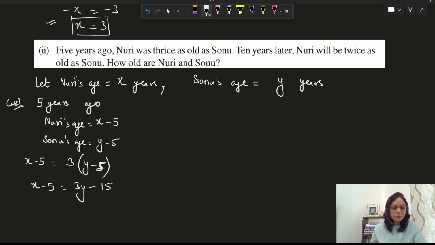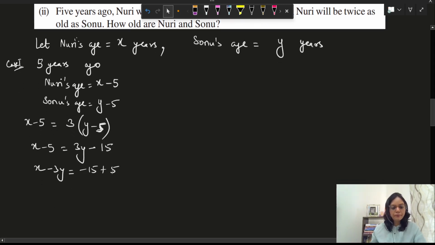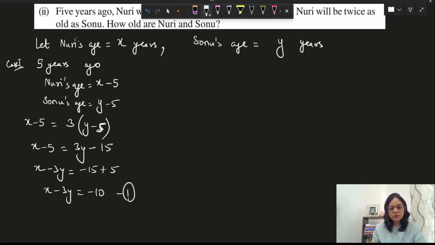Again, bring the variables on one side. So 3y here, minus 15 plus 5, constants on another side. So I have the equation x minus 3y is minus 10. That's the first equation. Now move to case 2.